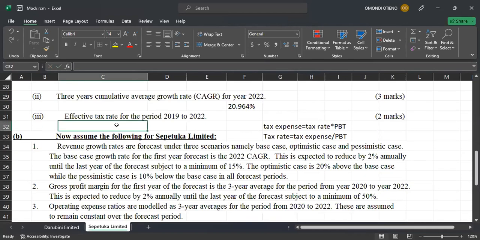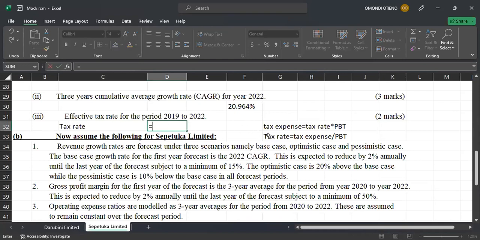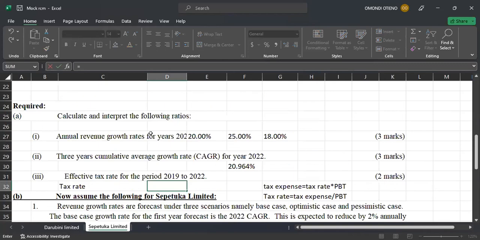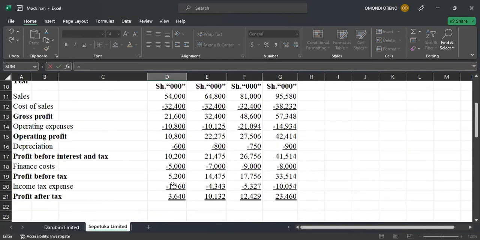The question is calculate and interpret, but interpreting them is not really a hard thing. If revenue is growing, you simply say performance good. Revenue going down, performance not good. Maria has gone to something different. I would want us to concentrate.